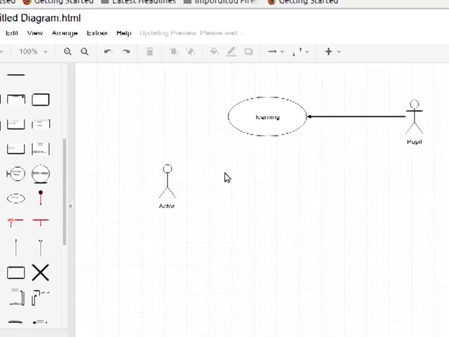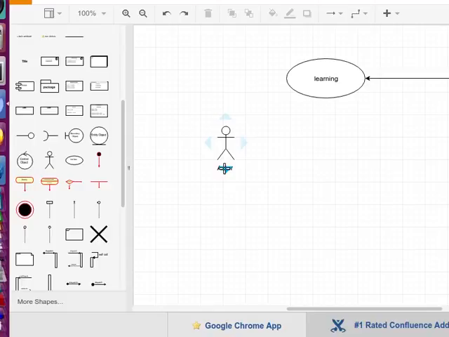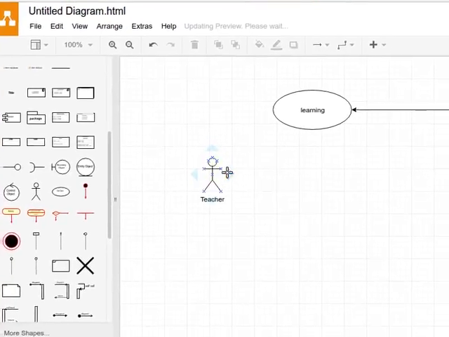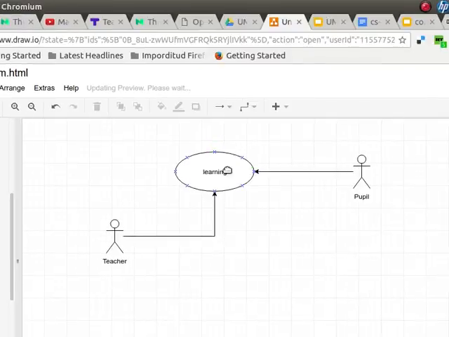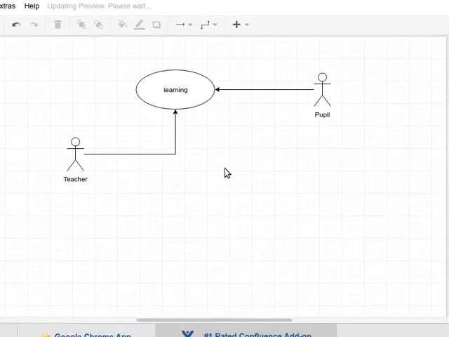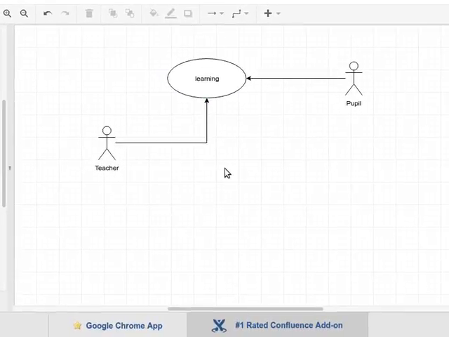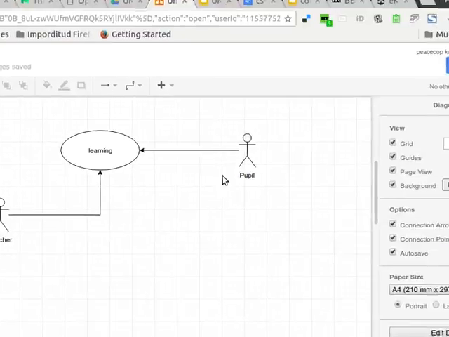How can I change it? Teacher. So the teacher also takes part of this process. So now there are two actors, one use case. So one use case is used by two actors.